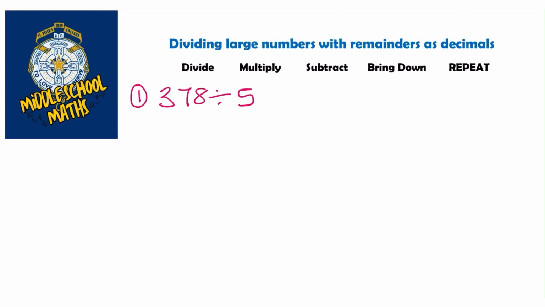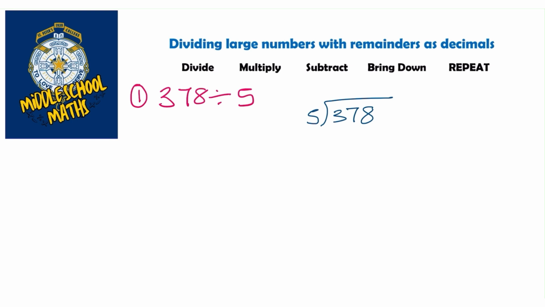In this video, we're going to learn how to divide large numbers with remainders as decimals. Now, you may have noticed that this equation, 378 divided by 5, is the same as our previous video. However, we are going to use this so that we can see how we change the remainders into decimals by still following the same process and keeping it streamlined. So we put our 5 on the outside and then our 378 on the inside of our little bus stop.